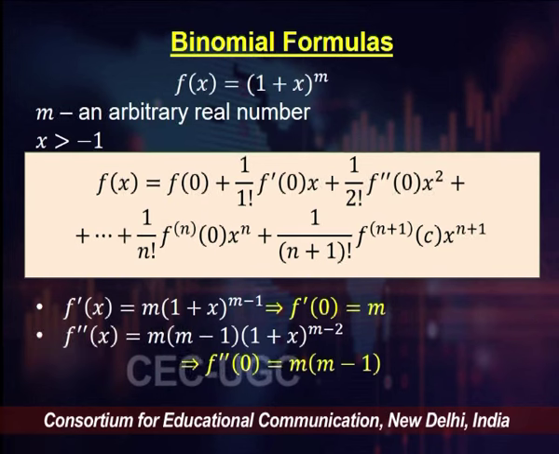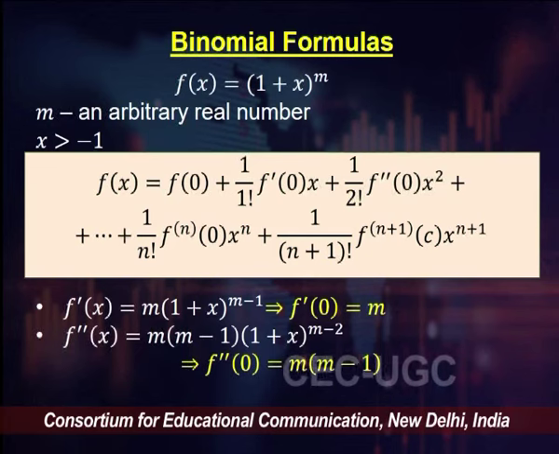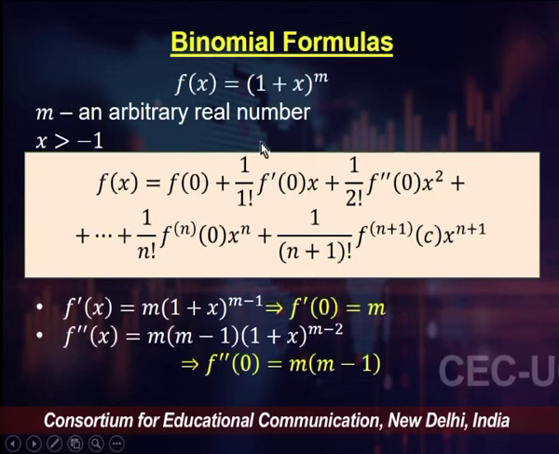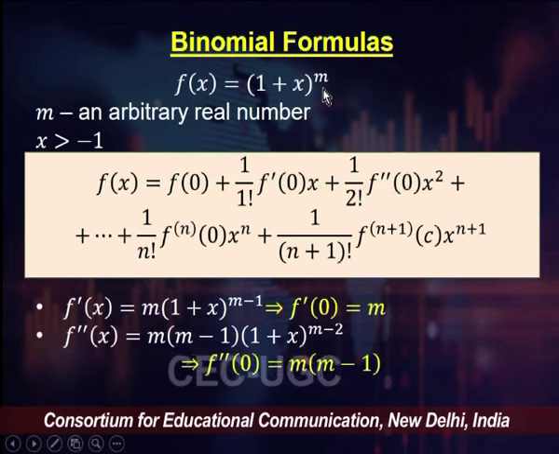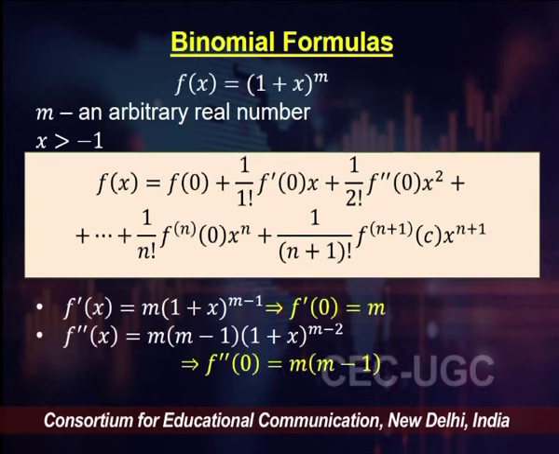We're going to restrict x, however, to be greater than -1 because we don't want to deal with negative numbers in the parentheses. If you have a negative number in the parentheses and m is something like, let's say, half, then clearly you can't take the square root of a negative number. So we don't want to get into that kind of territory. So we will take x as greater than -1.